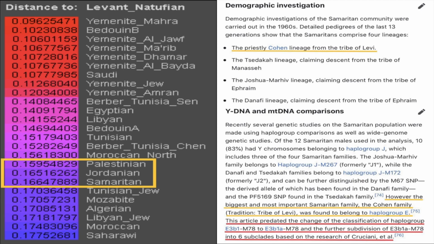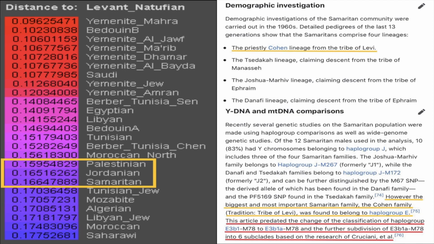So the Samaritans, as an example, the priestly Kohan lineage from the tribe of Levi. However, the biggest and most important Samaritan family, the Kohan family, tradition tribe of Levi, was found to belong to haplogroup E. This article predated the change of the classification of haplogroup E3b1-M78 to E3b1A-M78, and the further subdivision of E3b1A-M78 into 6 subclades based on the research of chronicry.